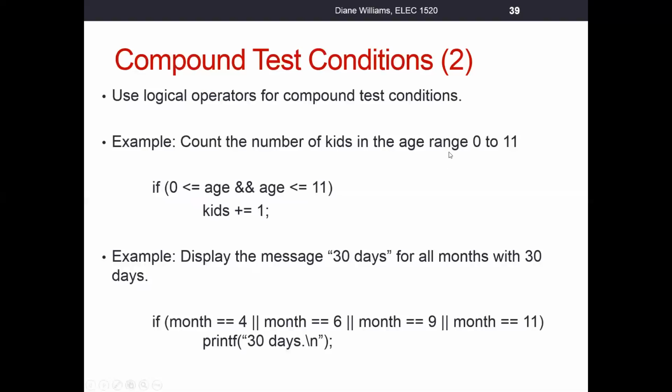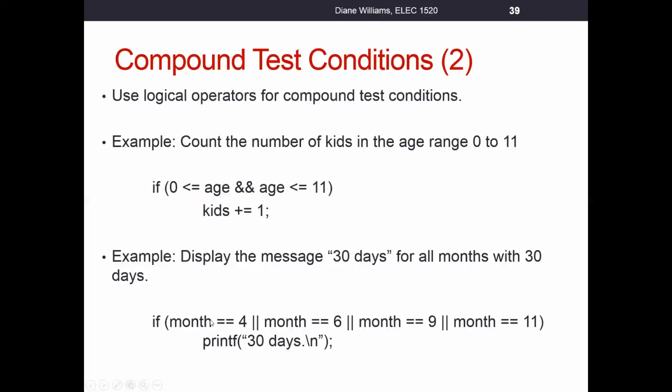So generally when you're testing a range of numbers and using an if statement, you will use a compound condition. Right? Here we can use the OR operator. What if we want to print out the message 30 days for all months that have 30 days? Well, there are several months that have 30 days. There's April, which is month 4. There's June, which is month 6. September is our month 9, and November is month 11.